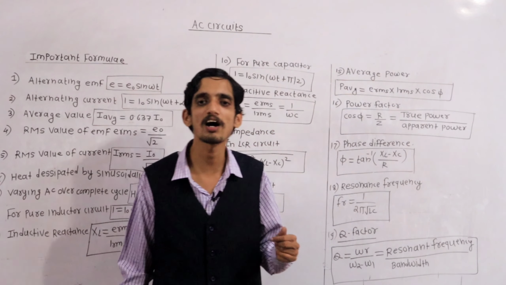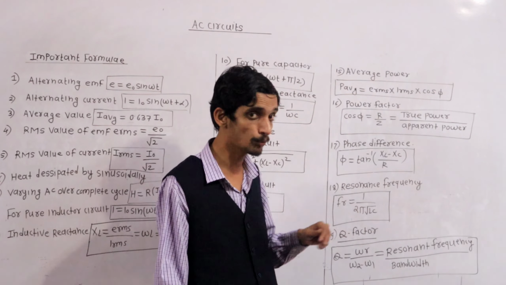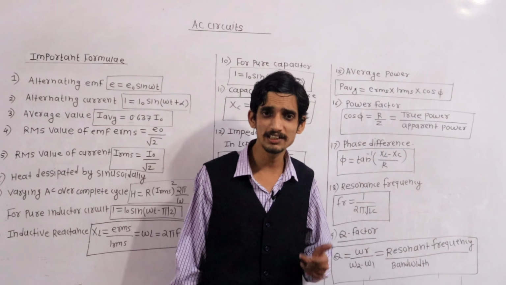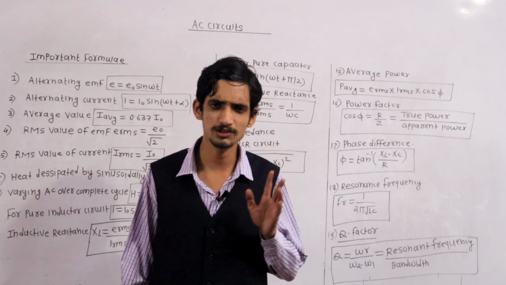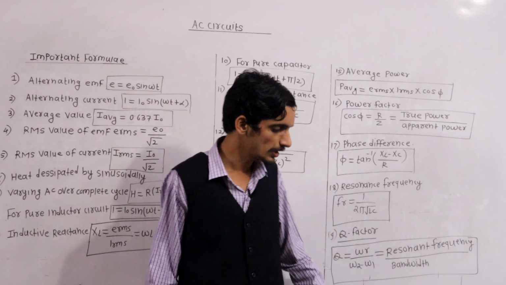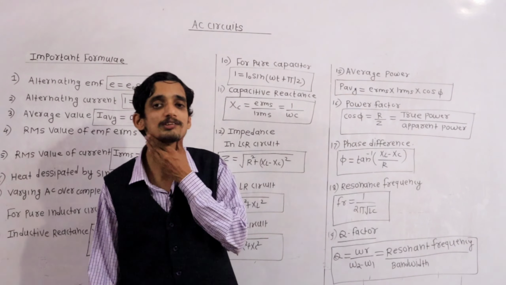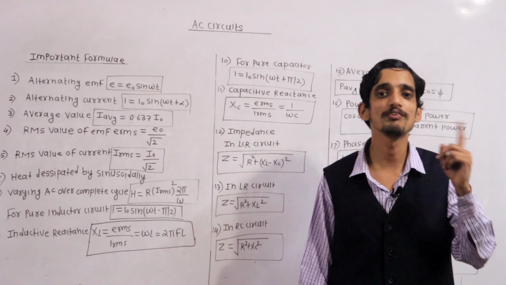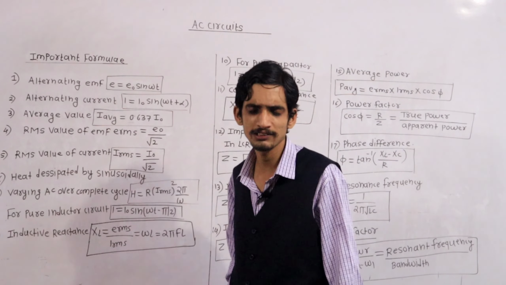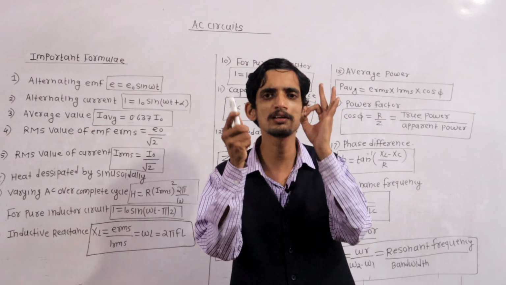Resonant frequency Fr is equal to 1 upon 2 pi square root of LC. This is a very important formula. Many times a direct question is asked on this formula: L and C will be given to you, and you are asked to find the resonant frequency. Then quality factor Q is equal to resonant frequency upon bandwidth, which is omega R upon (omega 2 minus omega 1), where omega 2 minus omega 1 is called the bandwidth. Clear? These are all important formulas of alternating circuits that are needed to solve the numericals based on this chapter.